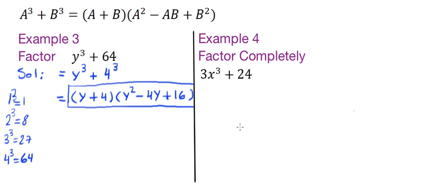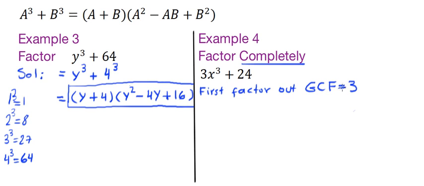Example number 4 is a little bit different. This time it says factor completely. Factor completely 3x cubed plus 24. This word completely, remember, suggests that we should follow two methods of factorization. And the first method that you should try is always this. First, factor out the GCF. Remember, the GCF is the greatest common factor. So what is the greatest common factor for 3x cubed and 24? Well, for 3 and 24, the greatest number that goes into 3 and 24 is the number 3. I don't have to consider the variable because the variable appears only on the first term, not on the second. So the greatest common factor is 3.